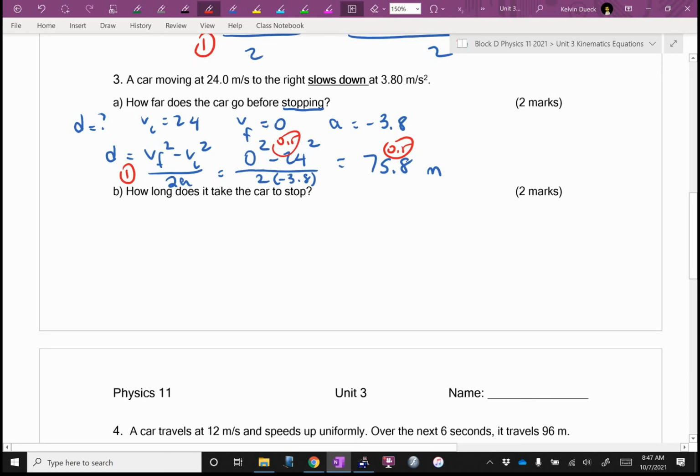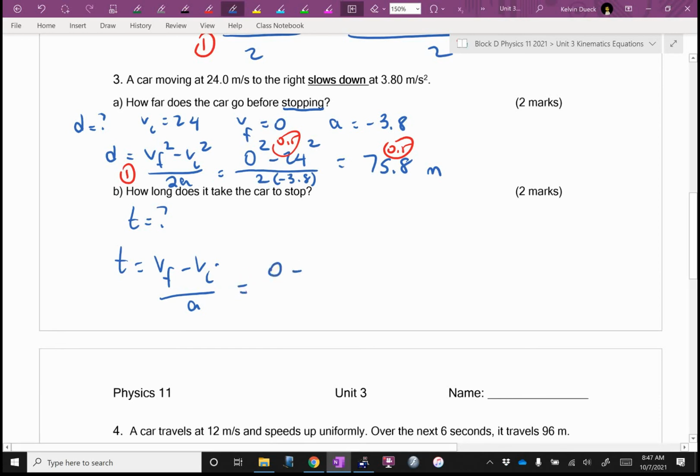Cool. Danica, what's B asking me to find? Which equation? I totally would use VF equals VI plus AT. Get the T by itself. Now, so here's what I'm going to say. From now on, if I ask which equation, you can say VF equals VI plus AT. But if you want to just say, oh, it's going to be T equals VF minus VI right away, I'm good with that if you get the thing that we want by itself on the fly. That's the skill we want to build to.